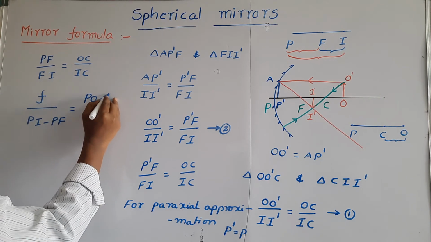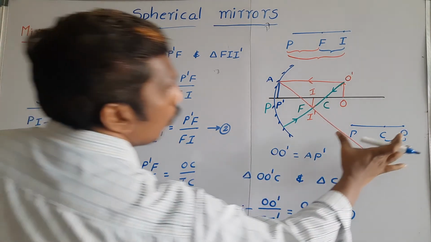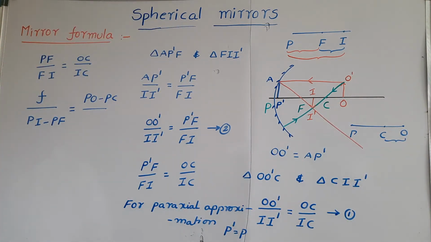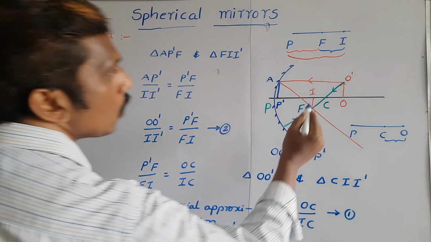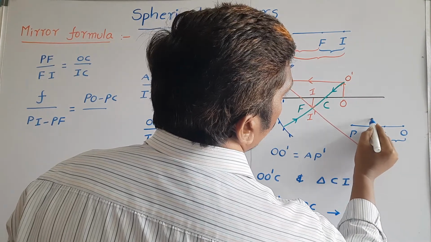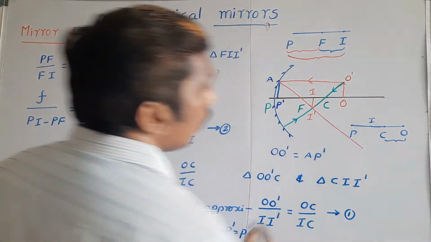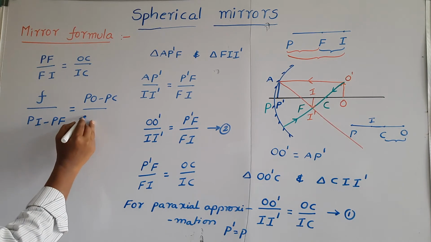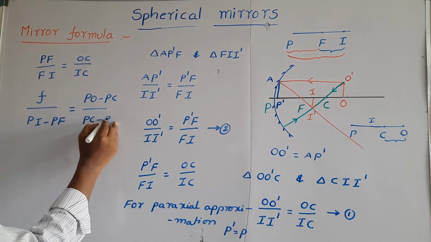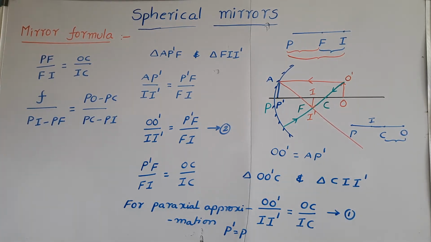PO minus PC divided by PO minus PC gives OC divided by IC. So IC, here I is there, IC. Again this IC we can write PC minus PI. I am writing this one. So F divided by pole to image. I stands for image. So pole to image is called image distance. Image distance denoted by letter V minus PF.